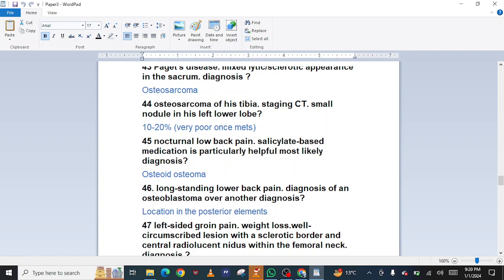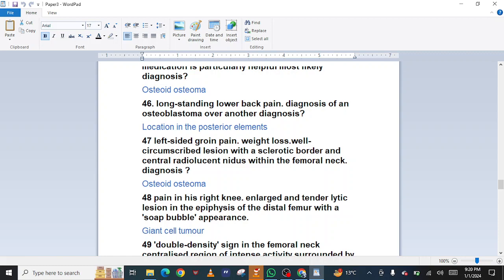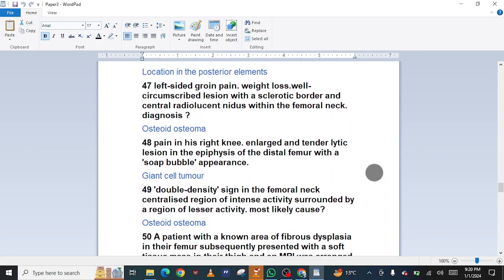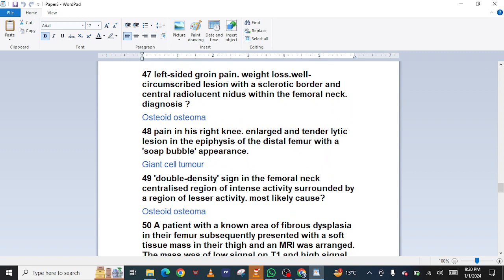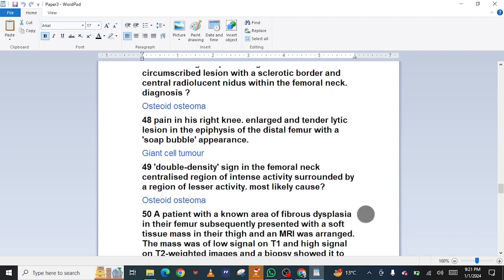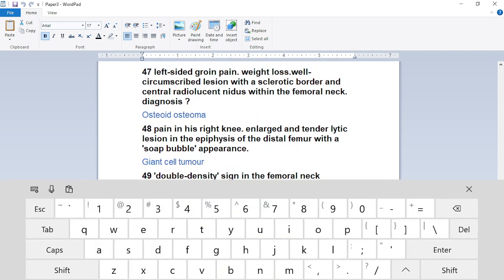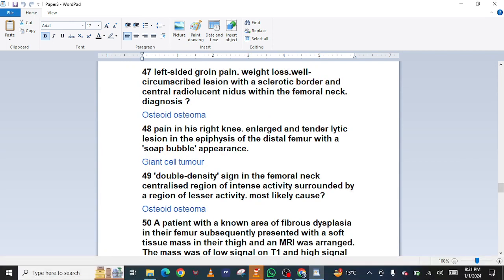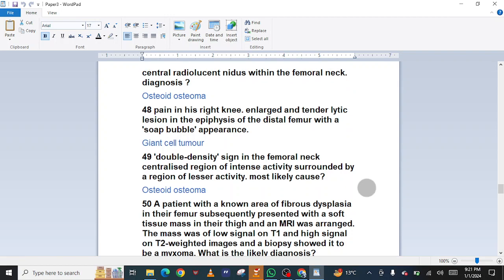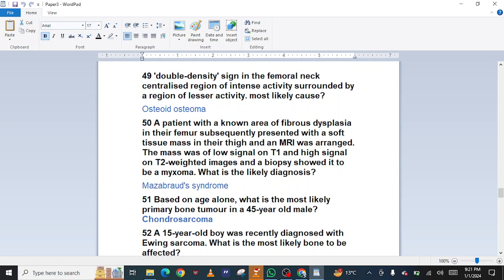47. Left-sided growing pain, weight loss. Well circumscribed lesion with a sclerotic border and central radiolucent nidus within the femoral neck. Diagnosis: osteoid osteoma. 48. Pain in his right knee, enlarged and tender, lytic lesion in the epiphysis of the distal femur with a soap bubble appearance. Giant cell tumor. 49. Double density sign in the femoral neck, a central region of intense activity surrounded by a region of lesser activity. Most likely cause: osteoid osteoma.